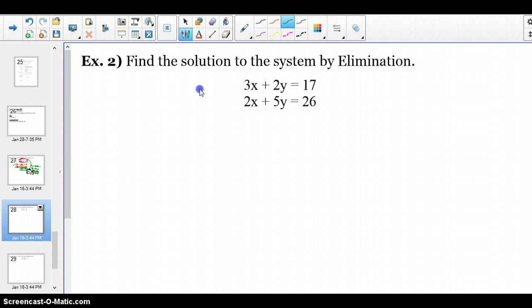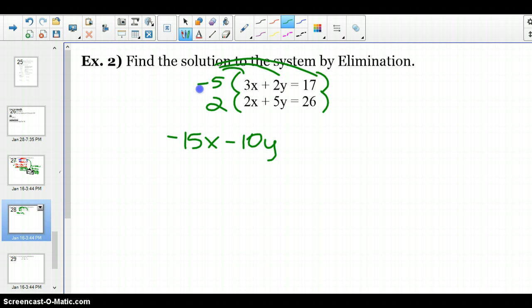Last time in example 1, I canceled out the x terms. I'm going to just show you that you can cancel out the y terms as well. So I'm going to multiply the top equation by -5 and the bottom equation by 2. Now when I distribute, I'm going to get -15x minus 10y equals -85. And in the bottom, I'm going to get 4x plus 10y equals 52.